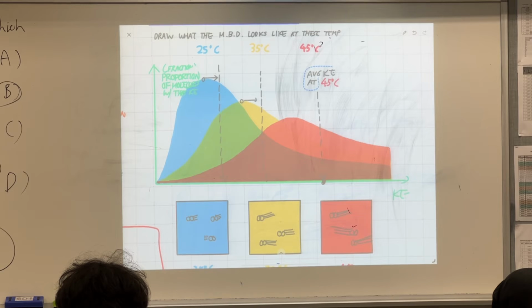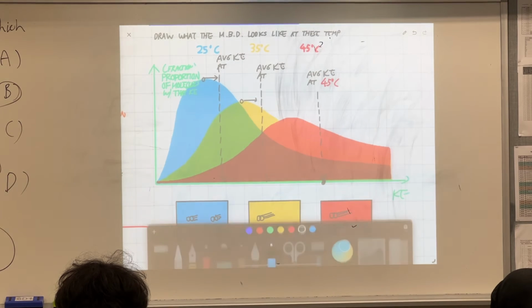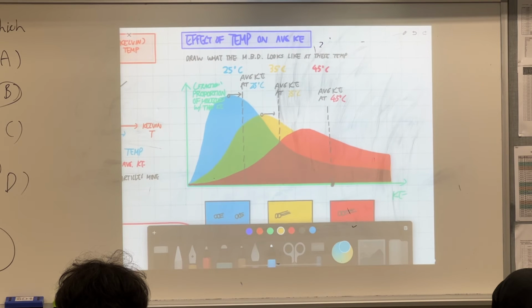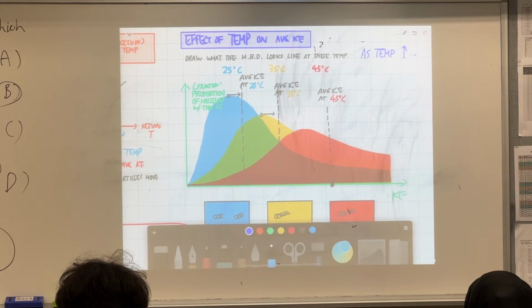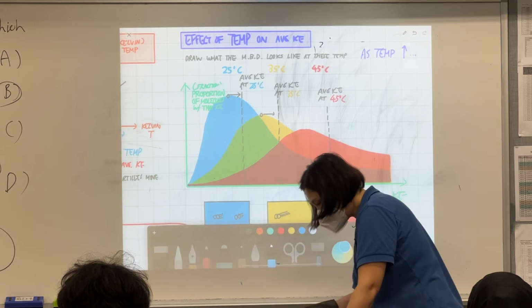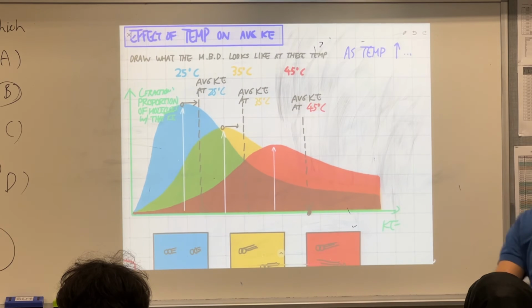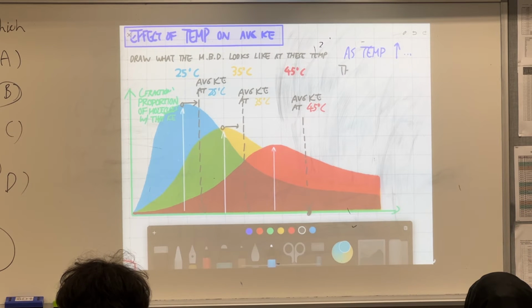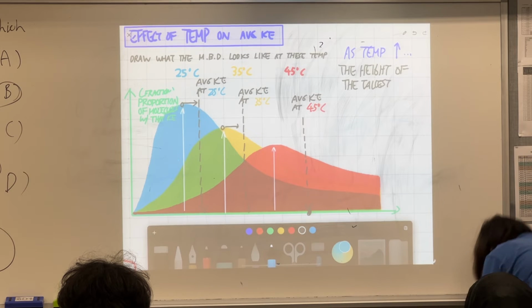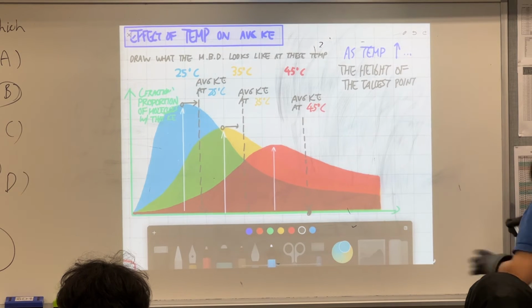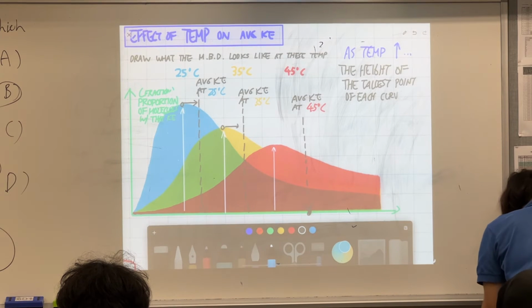Okay? And also, we notice that this is 25 degrees C, this is 35 degrees C, and that's 45 degrees C. So what is the effect of temperature? So write down what you see. As temperature increases, what happens to the height of the peak? Does it grow taller or shorter? It grows shorter. So this is the first thing you need to know. You don't have to describe this in the exam, but you have to know how to draw it. So write down the first one: as temperature increases, the height of the tallest point of each curve decreases, as you can see here.